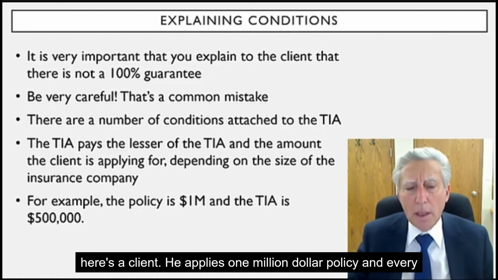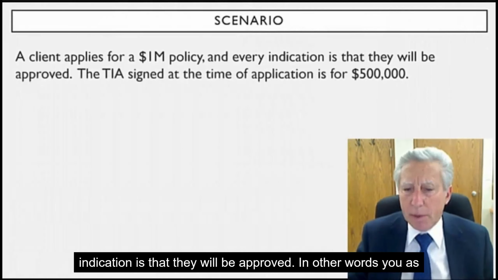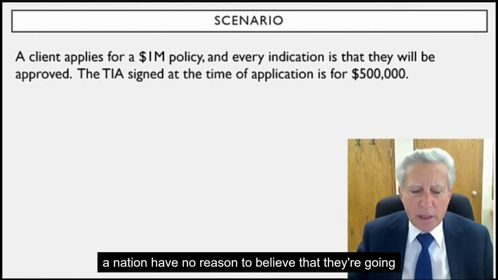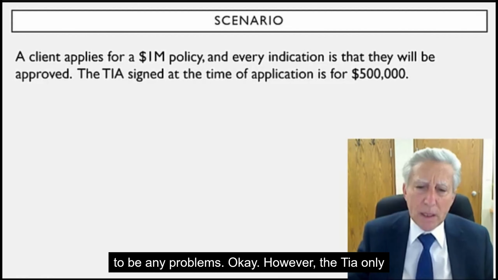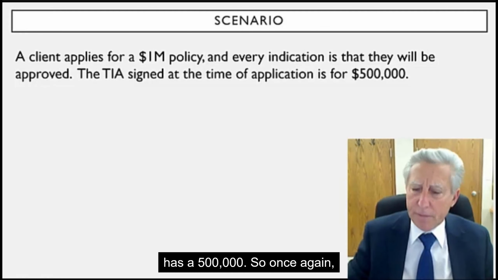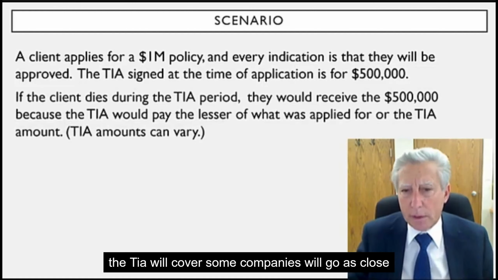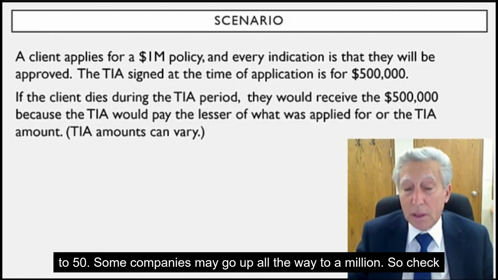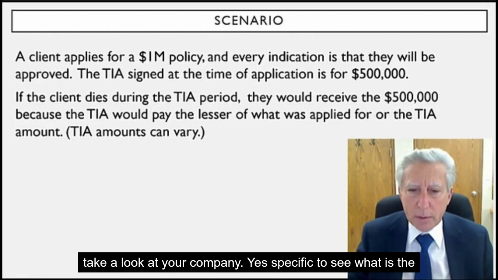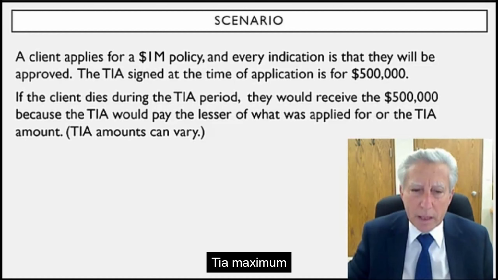So here's a client. He applies for a $1 million policy, and every indication is that they will be approved. In other words, you as an agent have no reason to believe that there are going to be any problems, okay? However, the TIA only has $500,000. So once again, you should look at your company to see what is the maximum that the TIA will cover. Some companies will go as low as $250,000. Some companies may go all the way up to $1 million. So take a look at your company specific to see what is the TIA maximum.